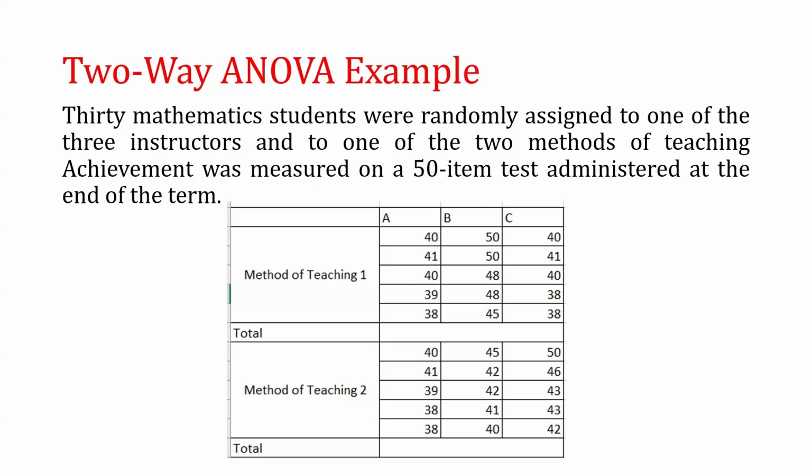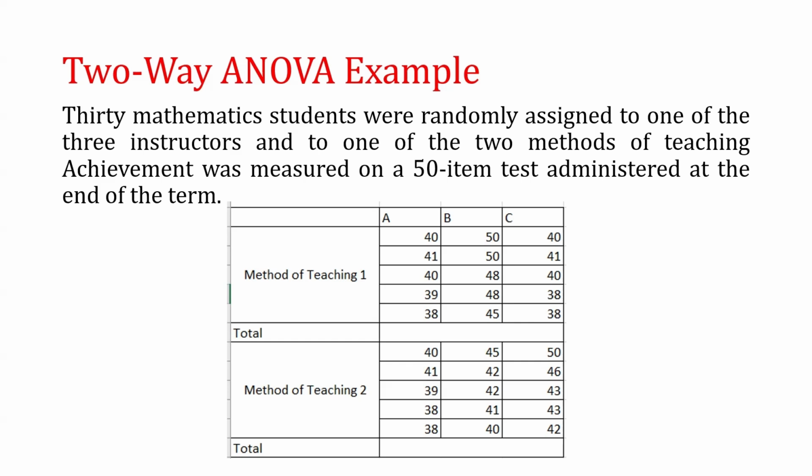So let us proceed to two-way ANOVA example problem. Now, the problem goes this way. 30 mathematics students were randomly assigned to one of the three instructors and to one of the two methods of teaching. Achievement was measured on a 50-item test administered at the end of the term.